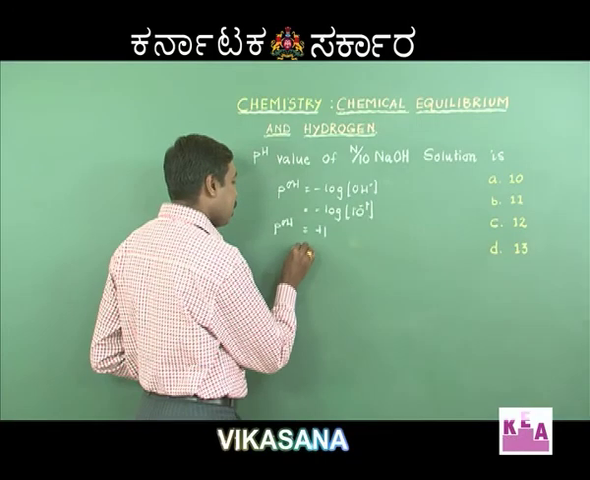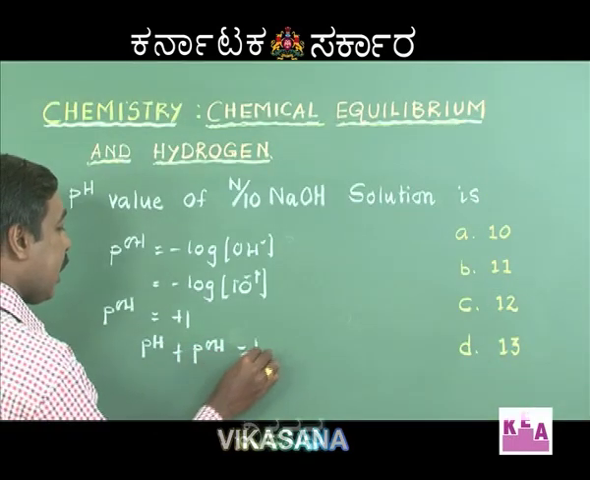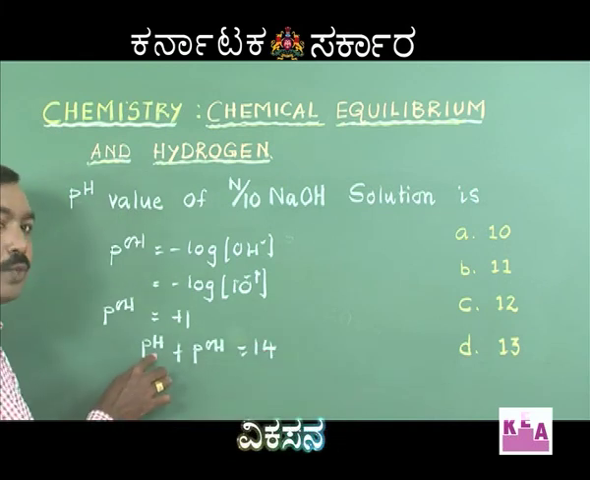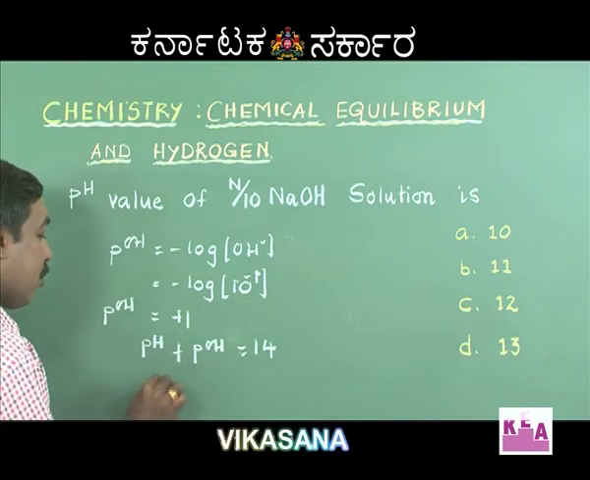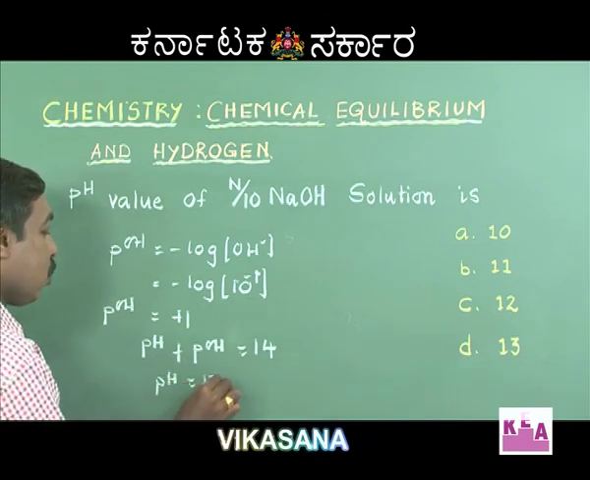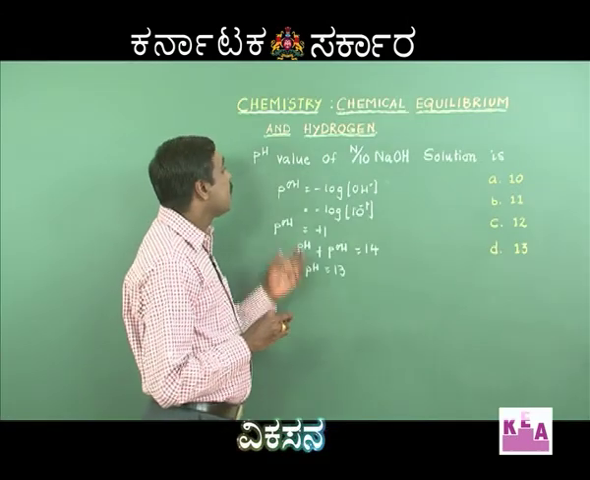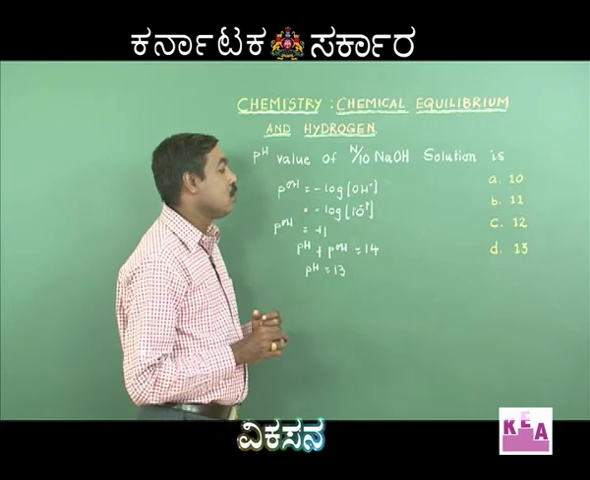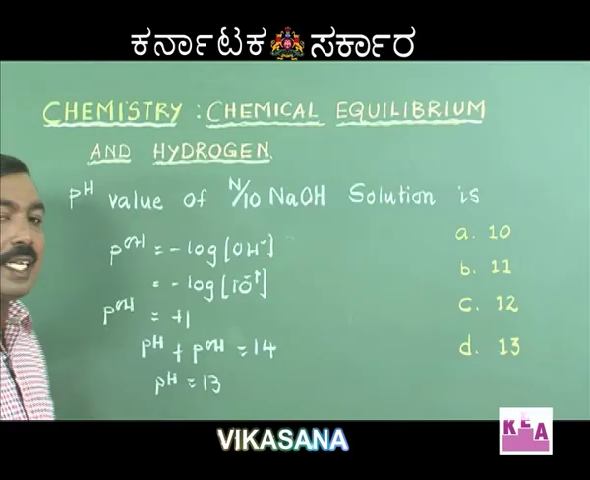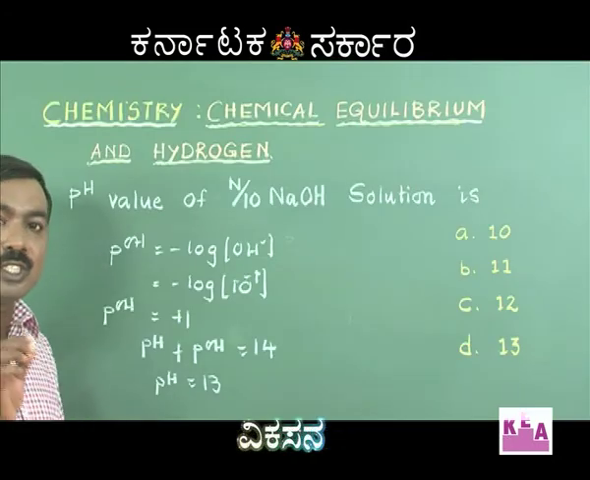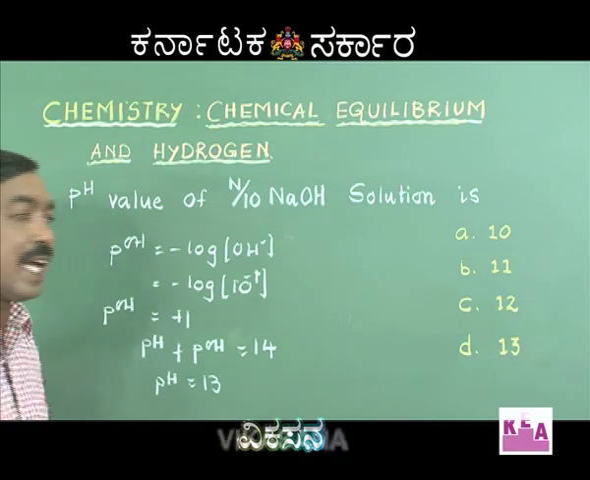Now, using the relation pH plus pOH is equal to 14, my pH will be equal to 14 minus 1. Therefore, pH is equal to 13. Hope you have understood. Therefore, the pH of decinormal NaOH solution happens to be 13. In the options that we have, option A 10, option B 11, option C 12, option D 13, option D, 13, is the right answer.